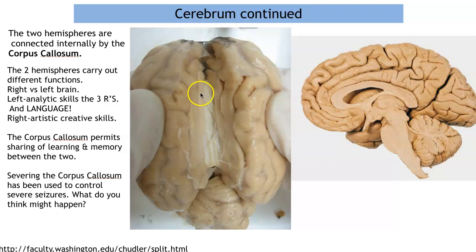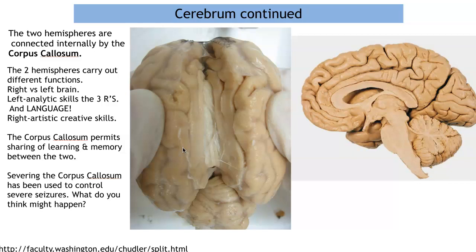Now, they communicate with each other through that corpus callosum, but they are very different thinking brains. Your left side of the brain is your analytical brain. It's doing reasoning, putting things in order, making sure you go to the doctor's appointment that you have, or that you have an exam next week. Those are all left-sided brain activities.